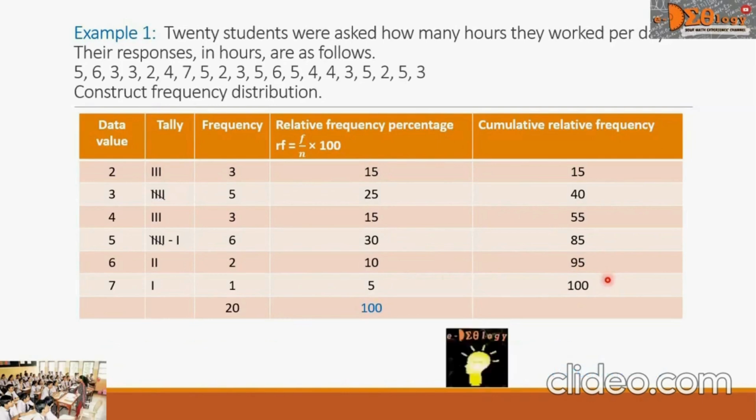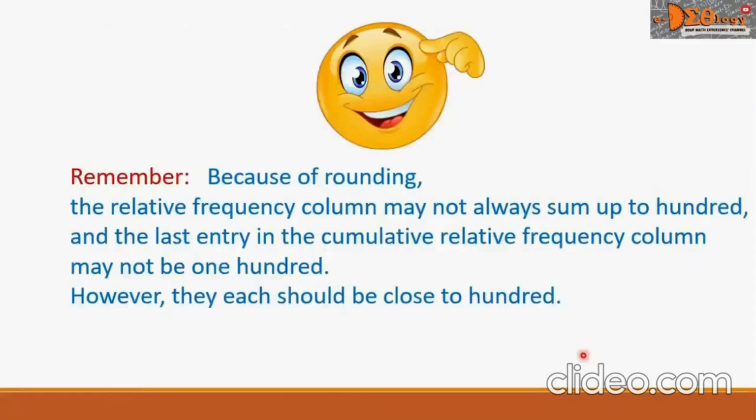So we are done with our example 1. This is now our answer. Remember, because of rounding, the relative frequency column may not always sum up to 100. And the last entry in the cumulative relative frequency column may not be 100. However, they each should be close to 100.